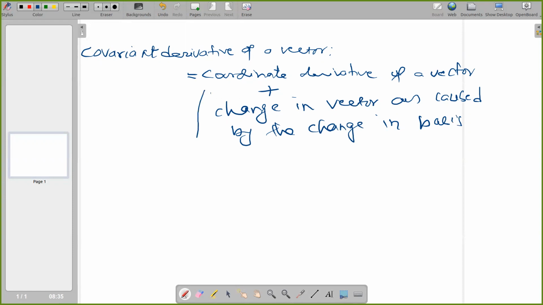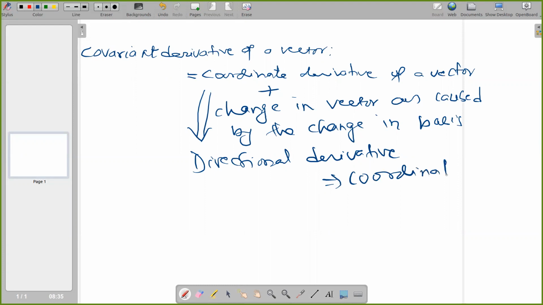Here, this coordinate derivative is also called the directional derivative. This directional derivative or coordinate derivative depends on the coordinates of the system, in which system we are working. So this is about the coordinate derivative of the vector. The covariant derivative is different from the coordinate derivative or directional derivative. Now we will see the covariant derivative of a contravariant vector.